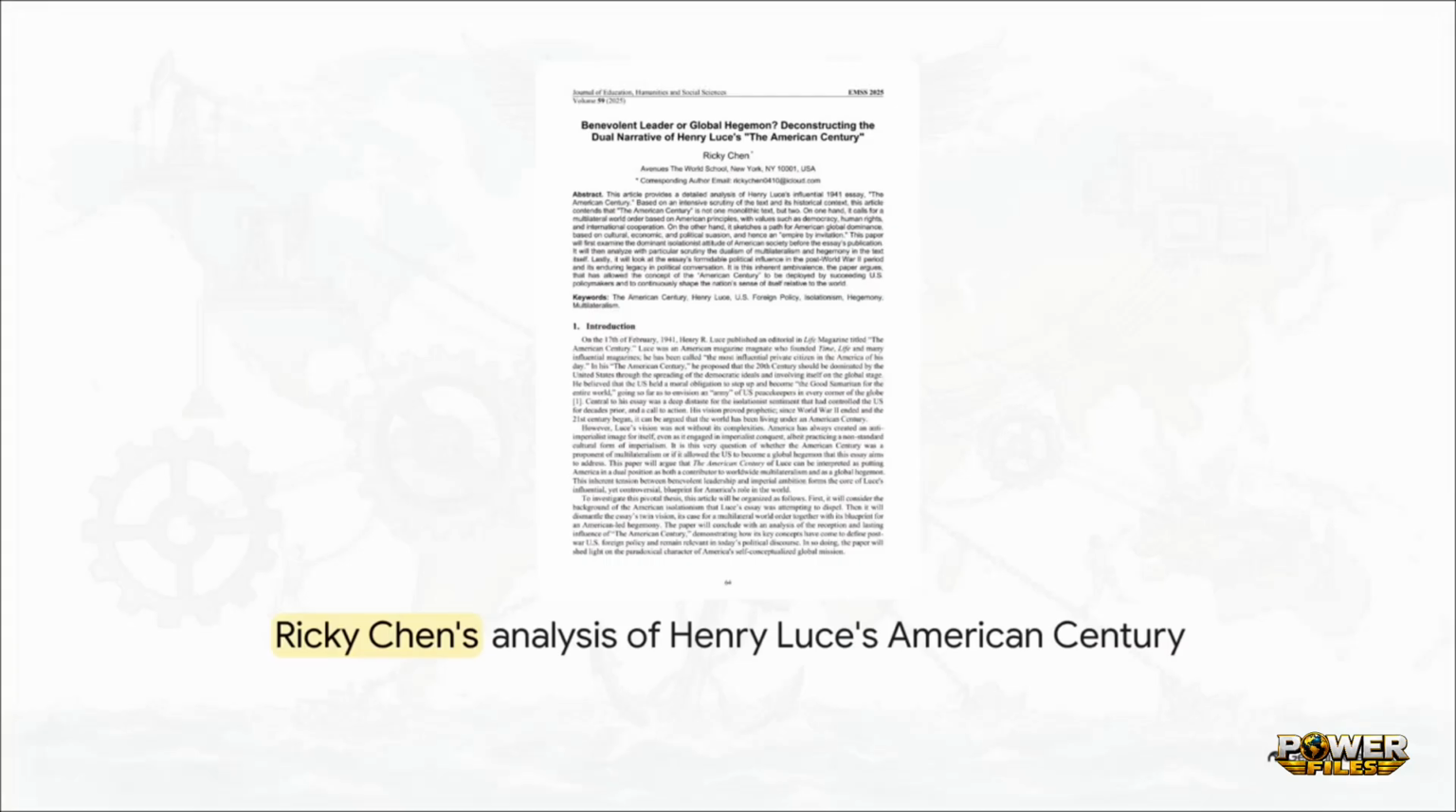The spark for this incredible pivot actually traces back to one specific document. A recent analysis by researcher Ricky Chen looks at a famous 1941 editorial in Life magazine by Henry Luce. It was titled The American Century. Now, Luce was a massive media magnate, often called the most influential private citizen in America at the time, and he vehemently argued against isolationism, claiming America had a moral obligation to be the, quote, Good Samaritan of the entire world. He basically laid the ideological groundwork for what later became known as an empire by invitation.